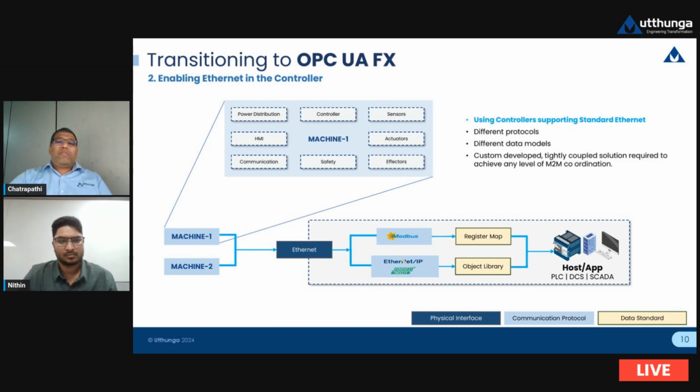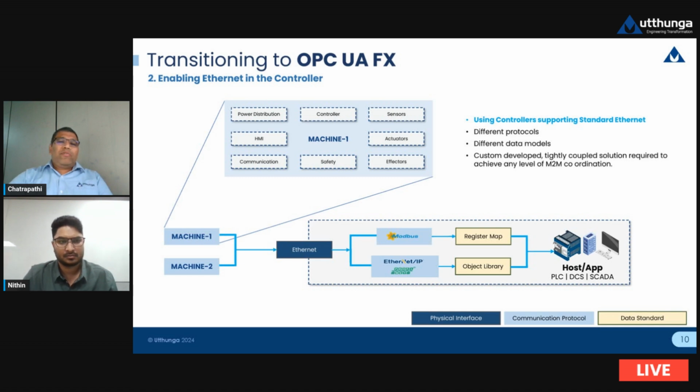Assuming that you have a unified physical layer, which is in this case Ethernet, still all the rest of the limitations that I have described earlier are still going to be there. Different protocols, data models being different, and still it is a custom built solution. So the only benefit that you would get out of it is the physical layer. You will have the standard Ethernet, so that you don't have to deal with multiple types of physical layer and corresponding connecting and networking components.